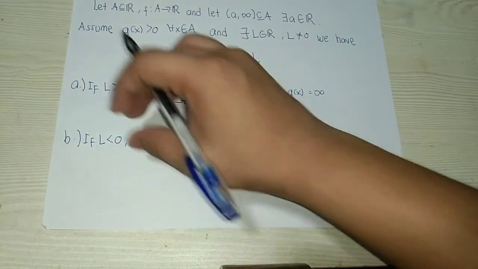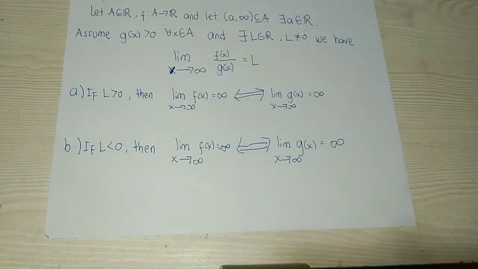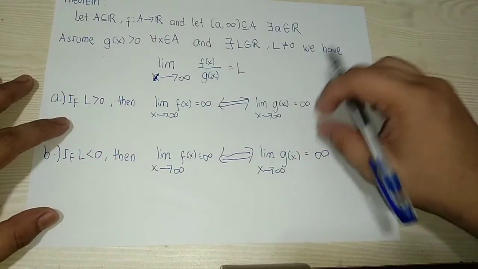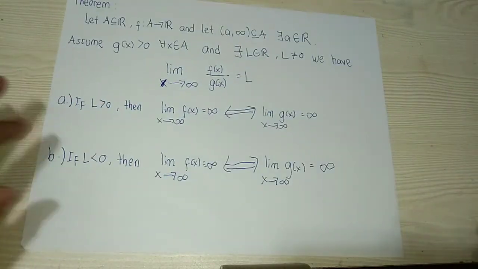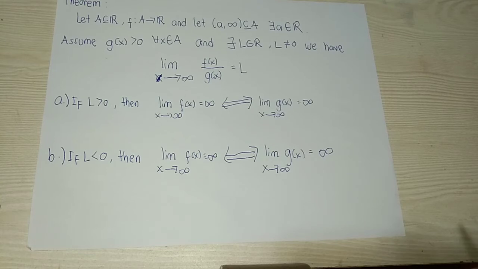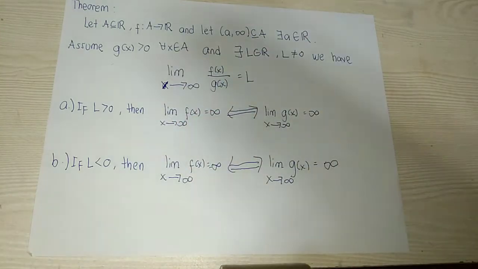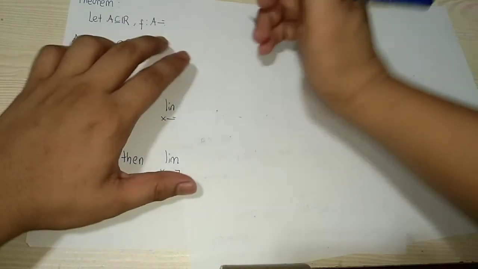Next, for letter B, when L is negative, then the limit of f of x as x approaches infinity is negative infinity if and only if the limit of g of x as x approaches infinity is infinity. Okay? Now, why is it always infinity? Because our g of x is greater than 0. Now, let's prove letter A only. The proof of letter B is almost similar to the proof of letter A, so I will just show the proof of letter A.